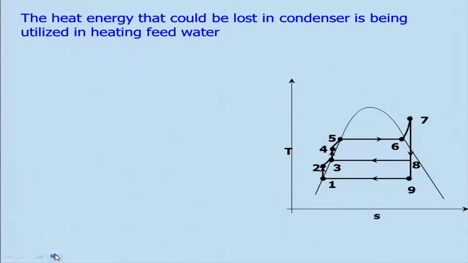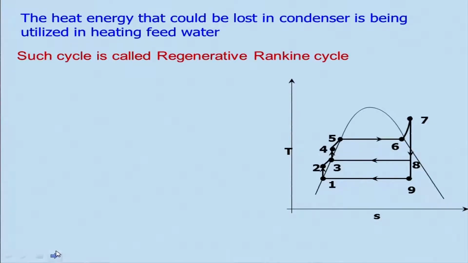That means we are basically regenerating it, or rather recovering it. Sometimes people call such things recuperative also. Such a cycle is called a regenerative Rankine cycle, and let us do the analysis. The analysis will be similar in nature; the only difference is that we will have to make a mass balance and the heat balance in a feed water heater.